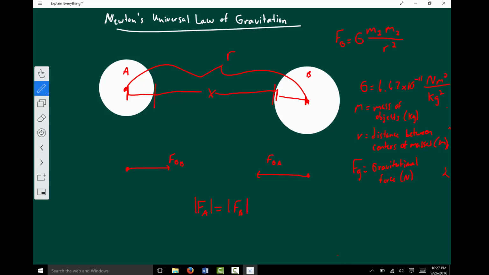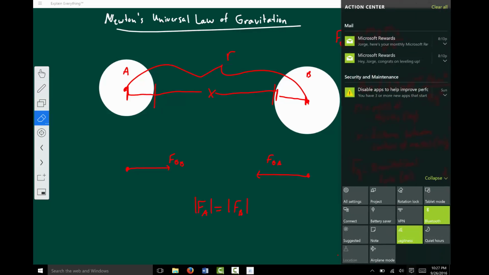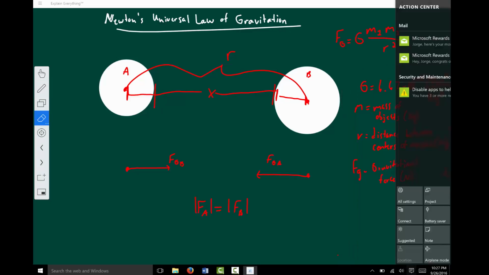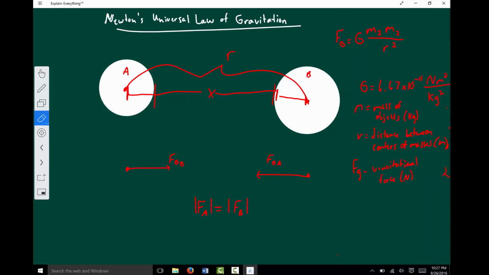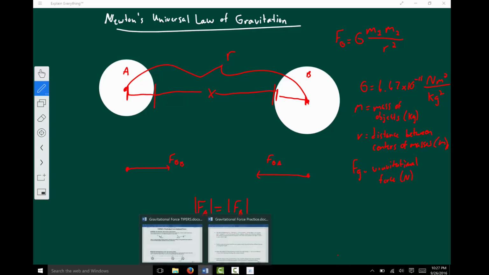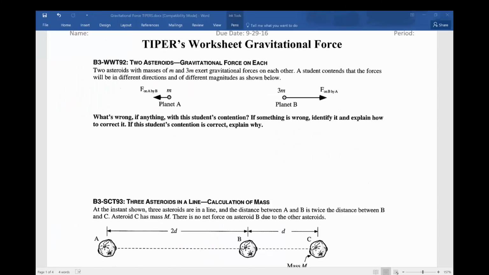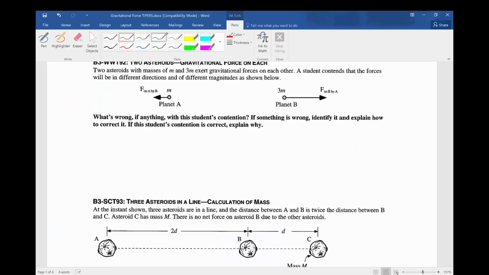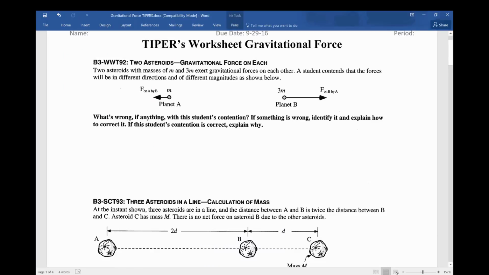Whenever we're looking at the universal law of gravitation, this just means that the law applies to anything in this universe. That's a big comment. All right, so in this video, we're going to do two examples. One of them is going to be from your TIPS assignments, and the other will be an actual calculations one. So let's go ahead and jump into the TIPS worksheet.